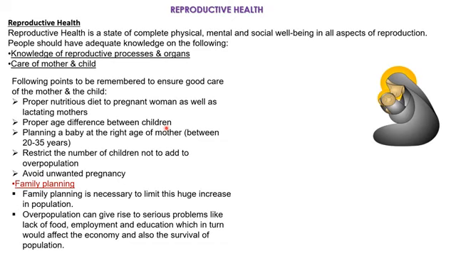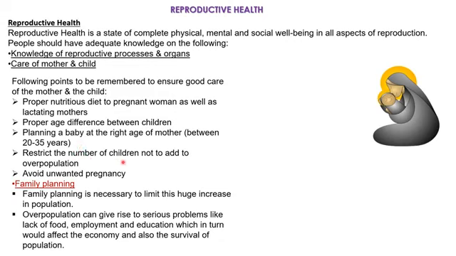That means if she wants to have a second or third child, there should be a proper age difference, so that her reproductive system, the uterus, and even her condition become perfectly well. So that is also important. Then planning a baby at the right age of mother, between 20 to 35 years. This is the right age for a mother to become pregnant. And why do we call it the right age? Because she is physically, mentally, and also socially well.